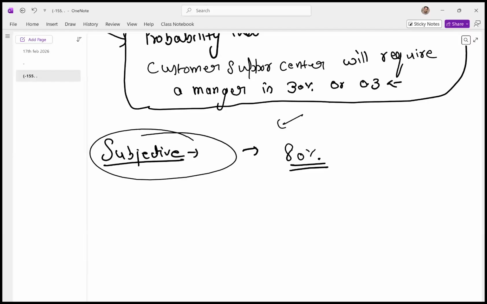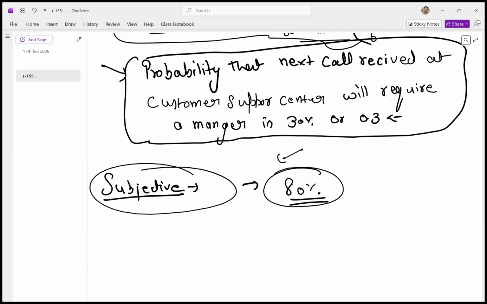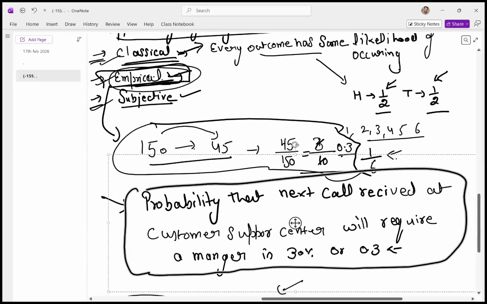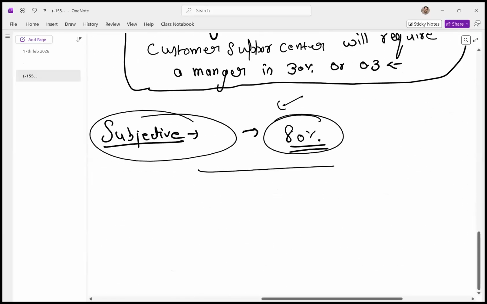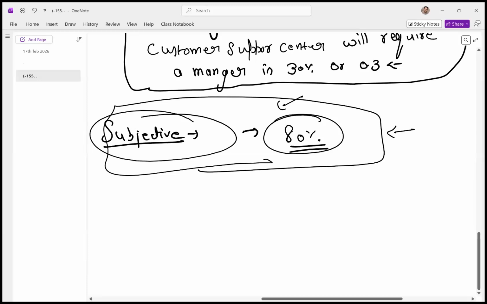If I would have conducted a proper research, then it would have become an empirical approach. But if I do not conduct any research, I don't have any previous data to rely on, I'm just making an educated guess, then it will become a subjective approach.